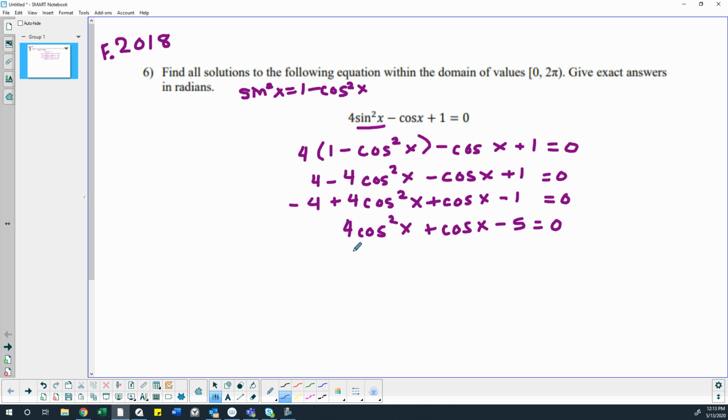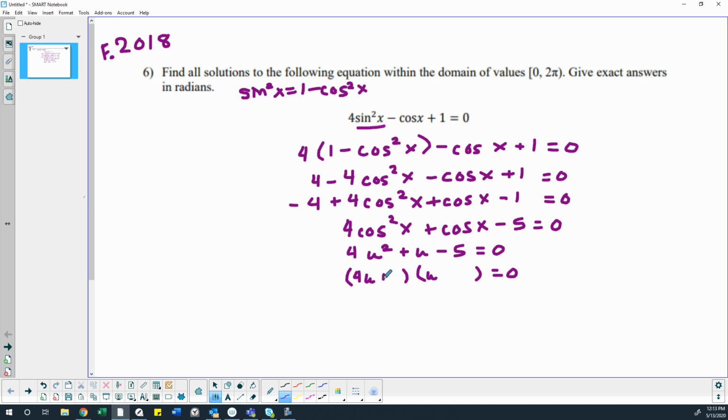So now, if we want, we could do a u substitution. I kind of get lazy and just do it in my head, but it makes it a little less complicated if you put just a single variable in there for a bit. Okay, so we're factoring, and we get 4u and u to get 4u squared. And to get a negative 5, we need a negative 5 and a positive 1, or a positive 5 and a negative 1, and we need to get a positive u in the middle.